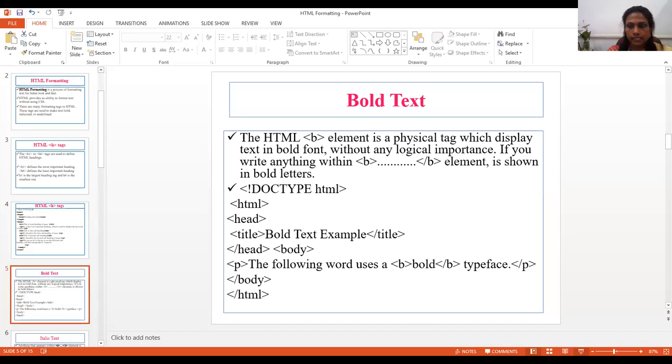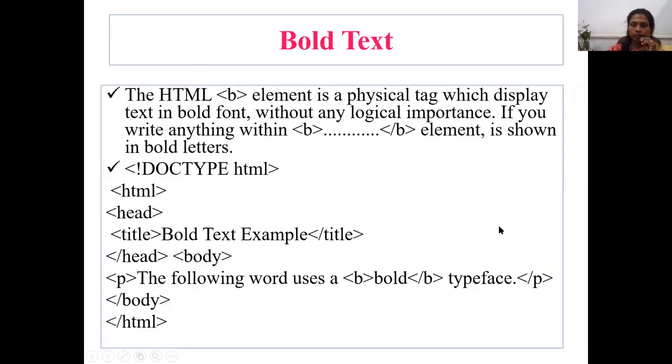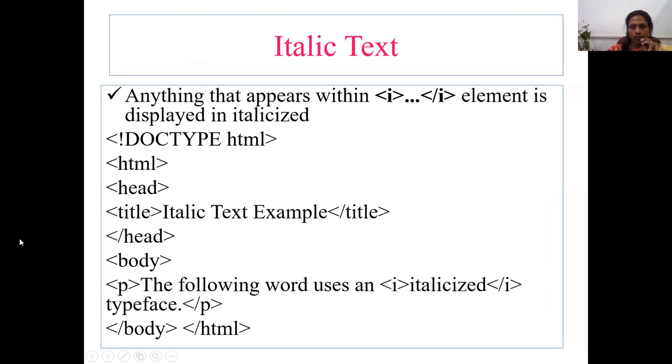which is italics. If you want to make any text italic, then we can use the I tag. If you are going to use the I tag, then the text which is enclosed between the I tag and slash I will be represented in italics. So if we see this particular example, we will take this example again.